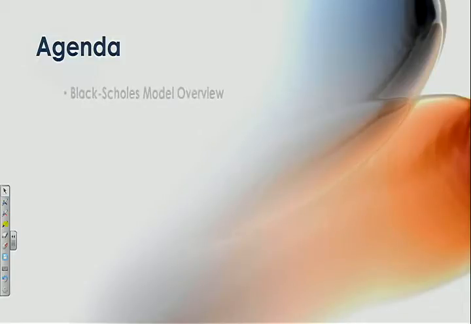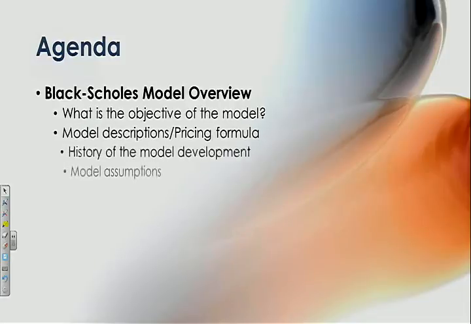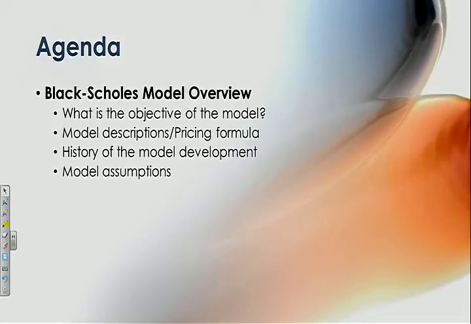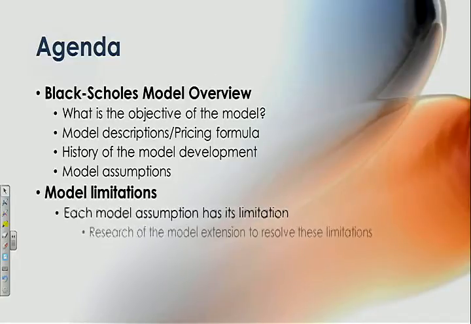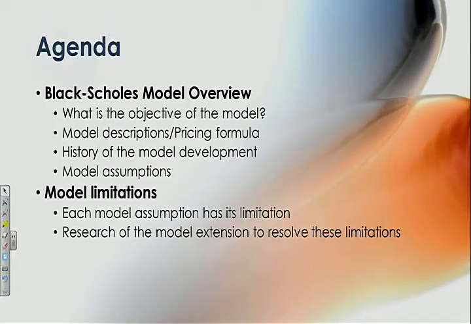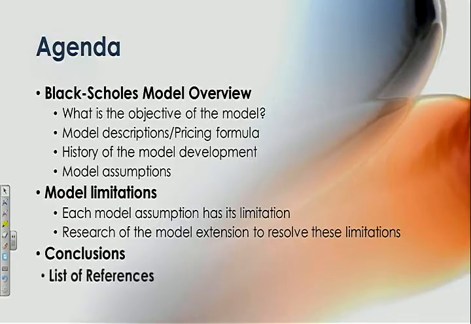We are going to start with the overview of the Black-Scholes model, what the model is, a description of the model and the pricing formula. We're going to continue with the history of the model development, basically past, present, and the future of the model. We are going to discuss the model assumptions and the limitations associated with the model. Our research focused on these limitations and how the extension of the model resolves these limitations. Then we're going to end with our conclusion and show you a list of references.